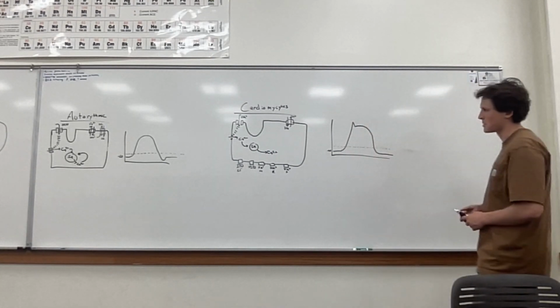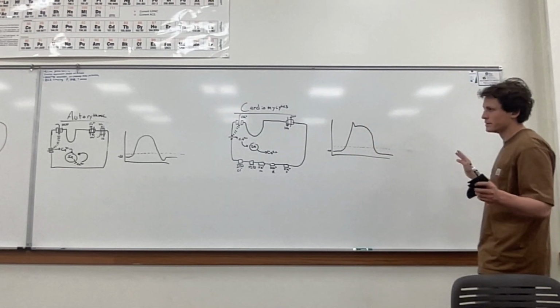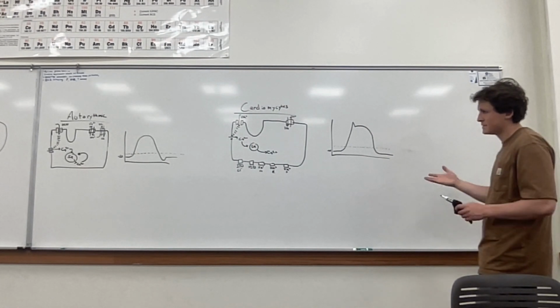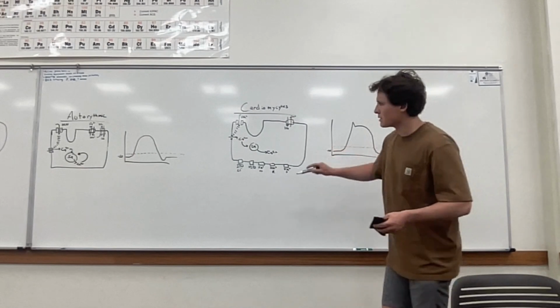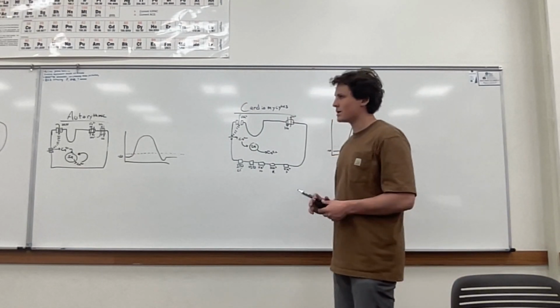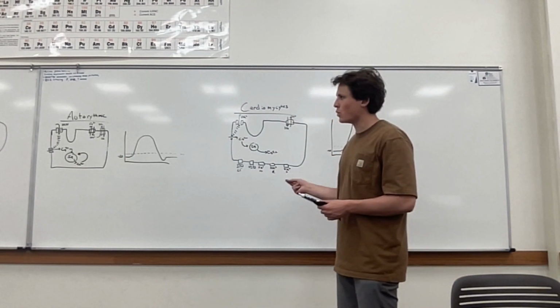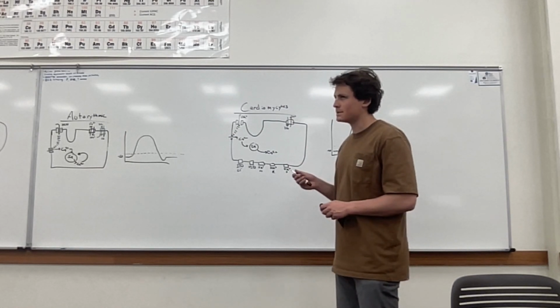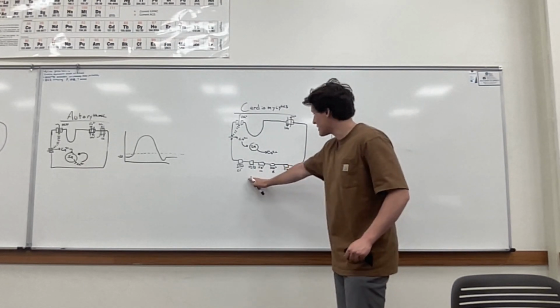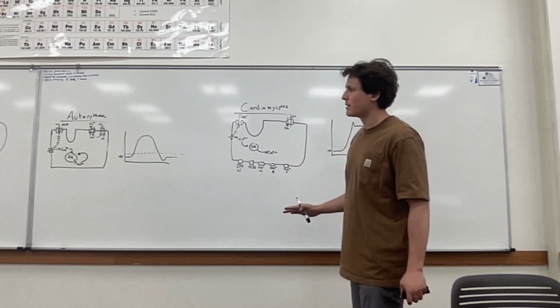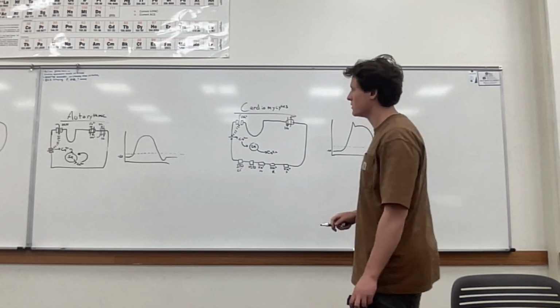Alright, this is what it looks like. So there's a reason why this looks different. We have these channels here because we need to get moving quick with cardiomyocytes. We need to be able to depolarize it and completely depolarize it. We have all of these channels here that help us do that, get us back to resting membrane potential.